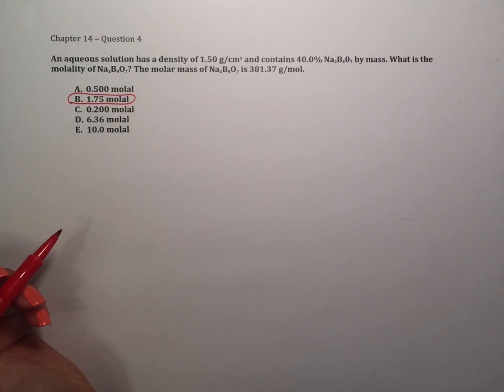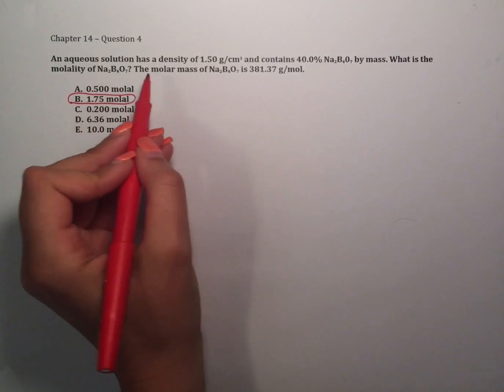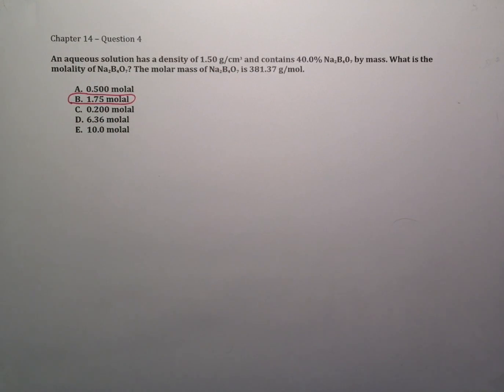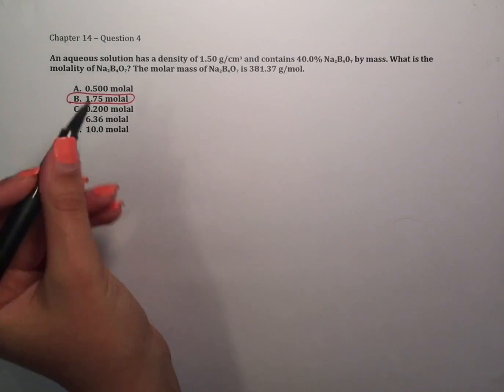Now I'm going to go about solving the problem. So an aqueous solution has a density of 1.50 grams per centimeter cubed and contains 40% Na2B4O7 by mass. What is the molality of Na2B4O7? The molar mass of Na2B4O7 is 381.37 grams per mole. So let's go through the question.